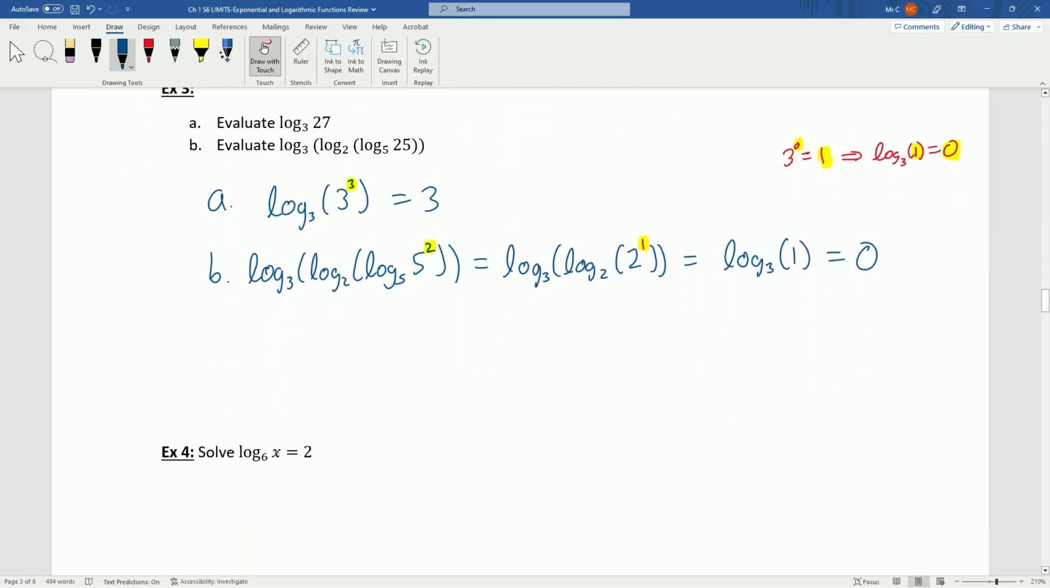Solve log base 6 of x is 2. I want to get rid of this logarithm. How do I do that? Well, I'll just take 6 and raise both sides to the exponent position. Six to the log base 6 of x, a to the log base a of x is x. So this is x equals 6 squared, which is the same thing as saying x equals 36.